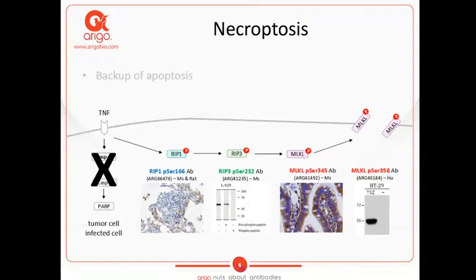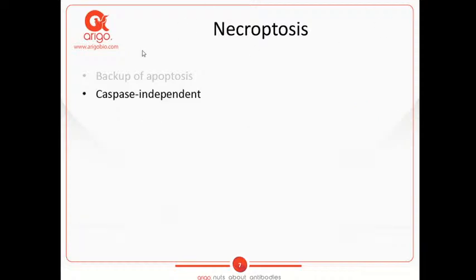The key of necroptosis is the phosphorylation of these three molecules. So the phosphorylation antibody against these three molecules is the important marker of necroptosis. So necroptosis is caspase independent.